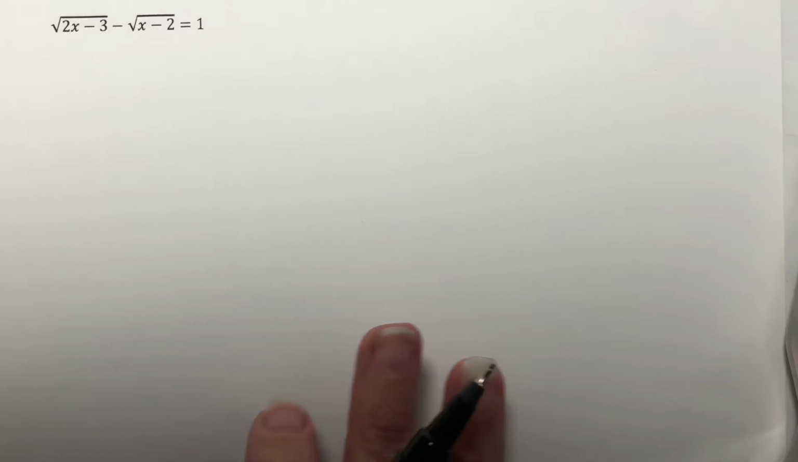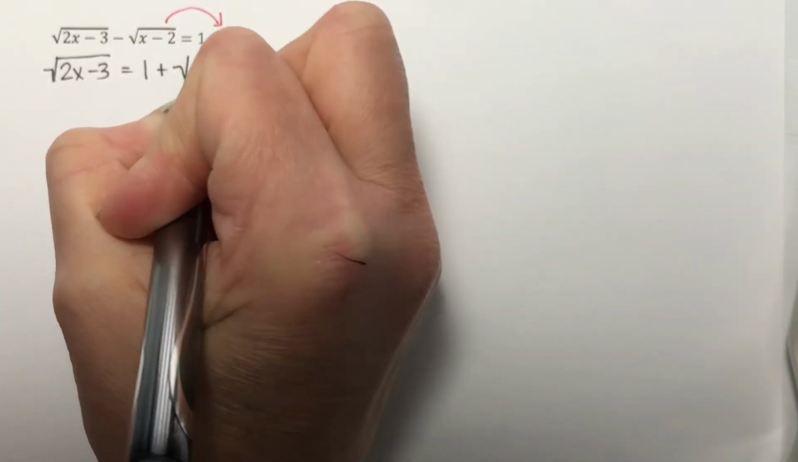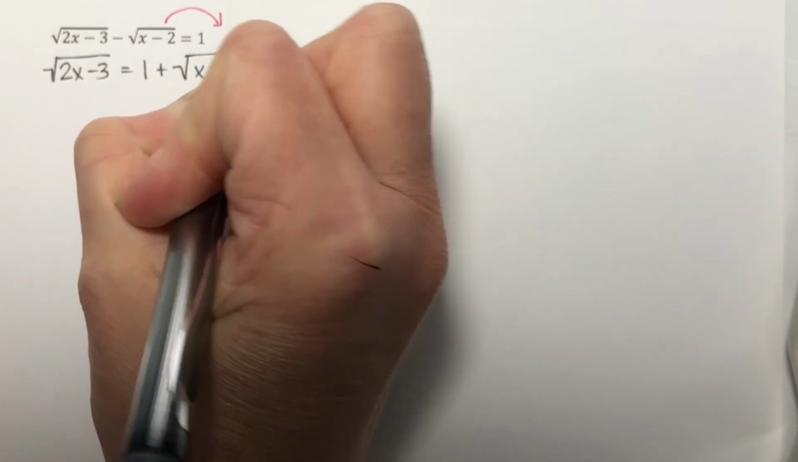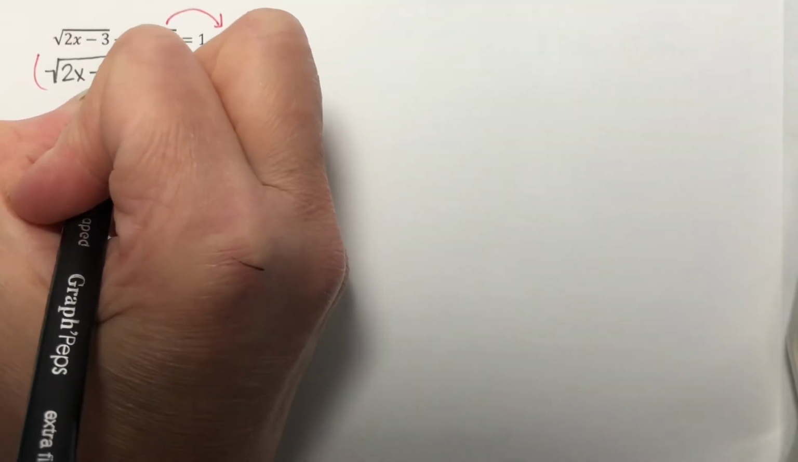Okay, so let's try another one like this. I have more than one radical again, and I want to get at least one of them by itself. So I'm going to move this one over here so that I get the square root of 2x minus 3 is equal to 1 plus the square root of x minus 2. Let's square both sides.